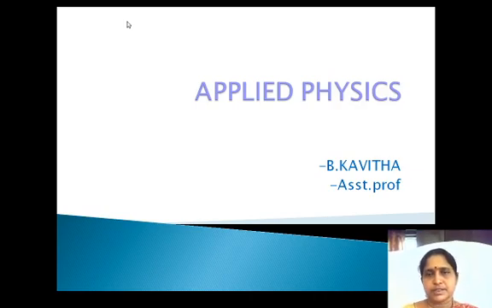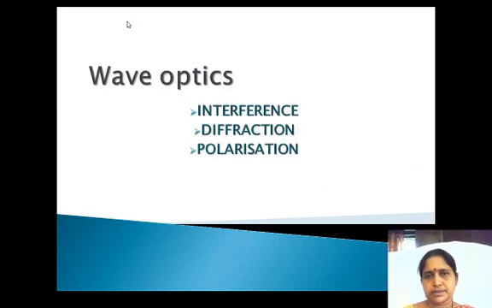Today we discuss the first unit in Applied Physics, wave optics. In Applied Physics, we have five units, and the first unit is wave optics. In wave optics, we have three lessons: interference, diffraction, and polarization.